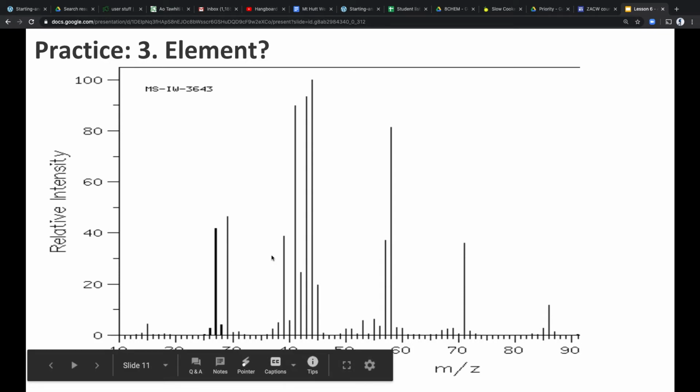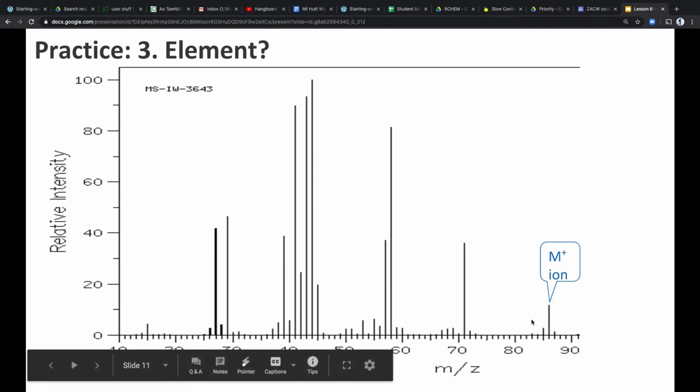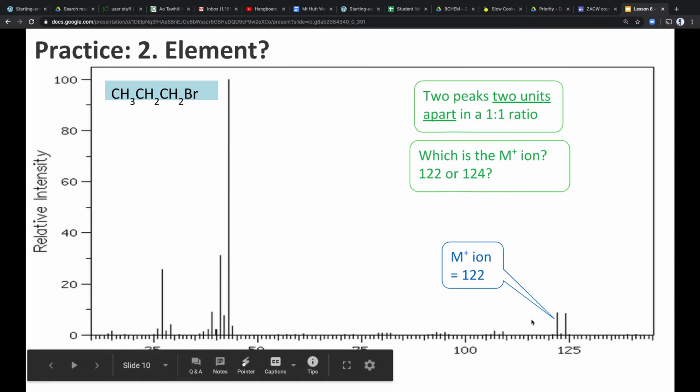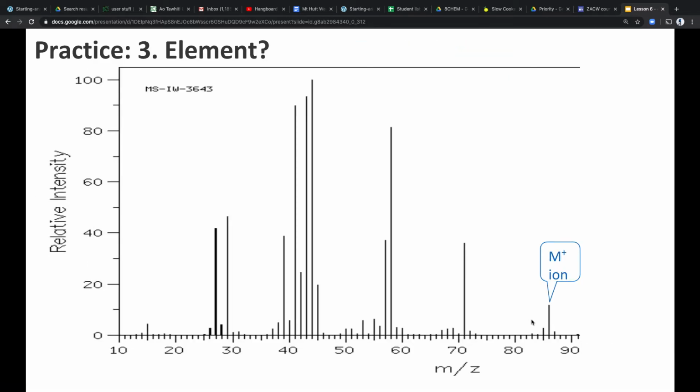That makes me think maybe it's not nitrogen containing, because the molecular ion peak is even. And that's the other clue, right? It's even. The molecular ion peak was the first one to the right of the base peak. The first significant one.